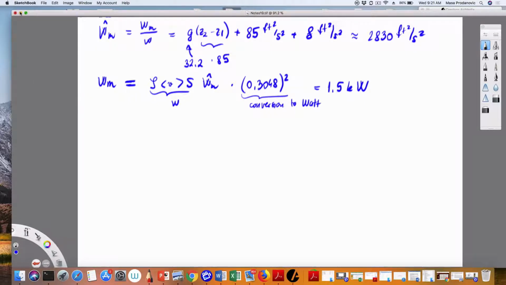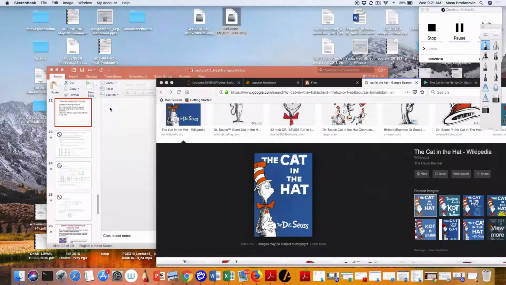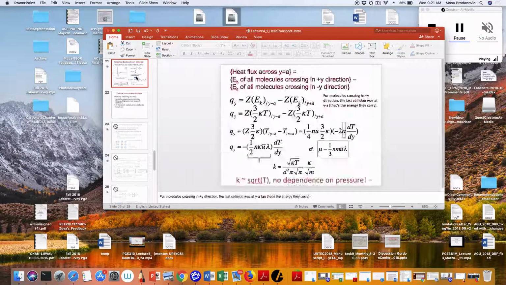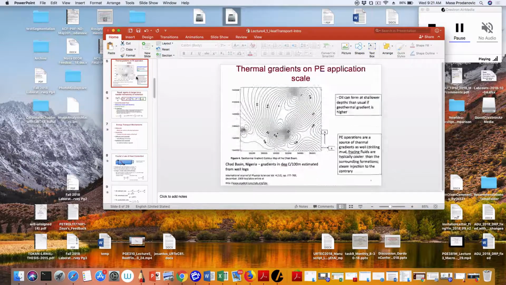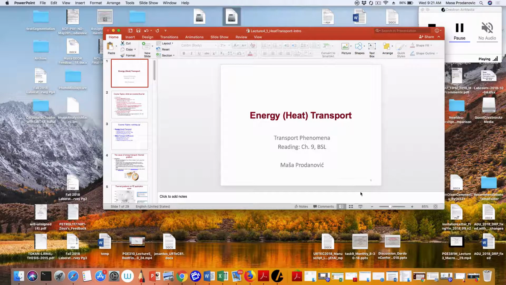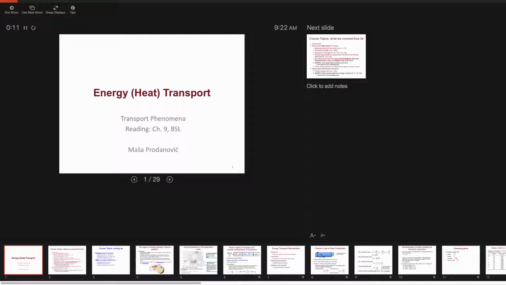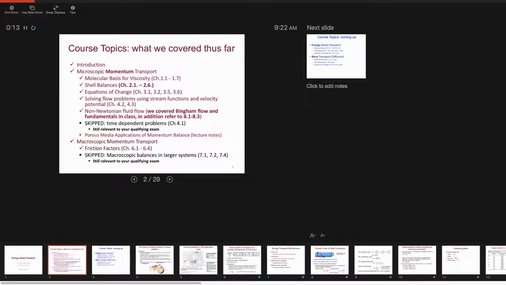All right. We are done with momentum transport. Are you going to be sad? No more tensors? Okay? And we are starting with heat transport. Your new reading chapter is chapter 9. And of course I have to make the customary change here of swapping displays. All right. Heat transport.